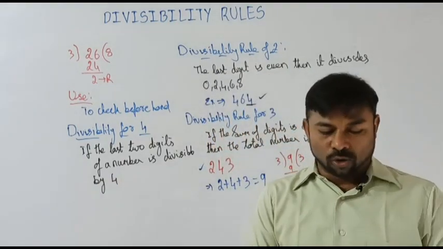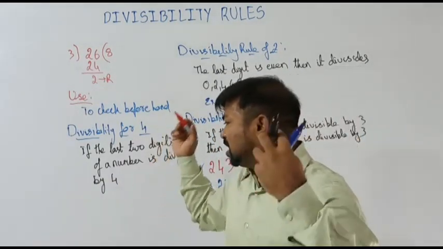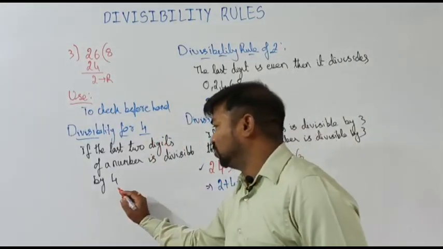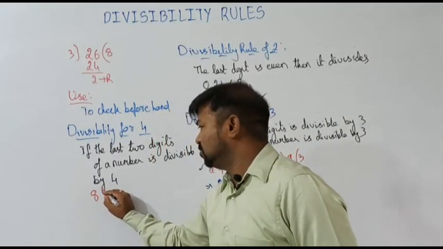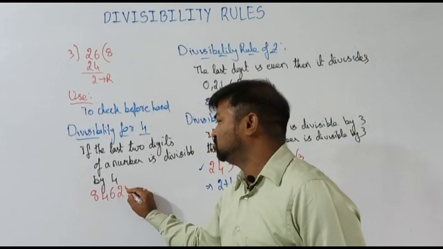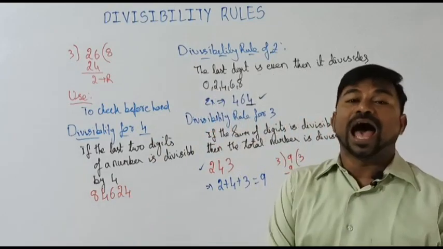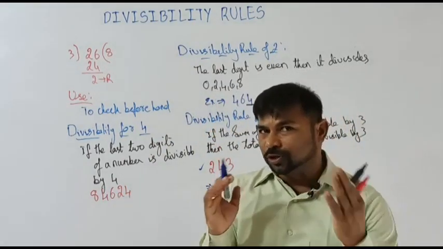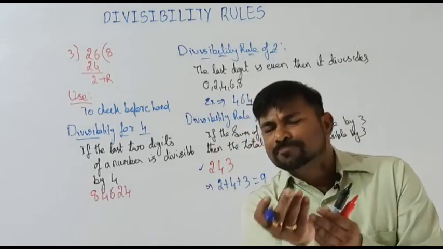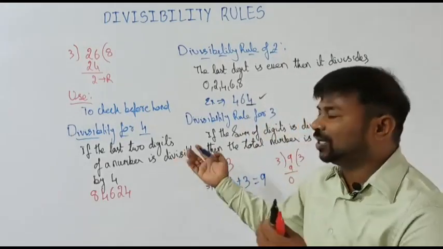So let me go for an example. Let me take a bigger number for you. Let us take something like 8, 4, 6, 2, 4. I have taken a very big number. Without dividing, or with a simple calculation, we should be able to check whether it is divisible.